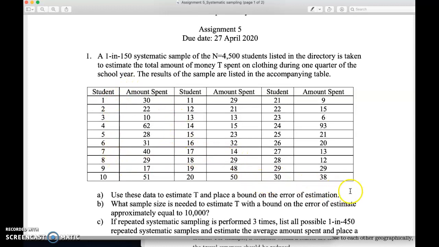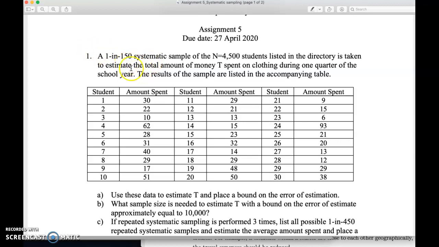So how does it work? If I want to put it in a way to show you the true picture of how we obtain these 30 students from the population of 4,500, that means in the original directory we would have 4,500 students, but we have a systematic sample that is chosen in a way that 30 students were collected from the population, right? So we are looking at a 1 in 150 systematic sampling scheme.